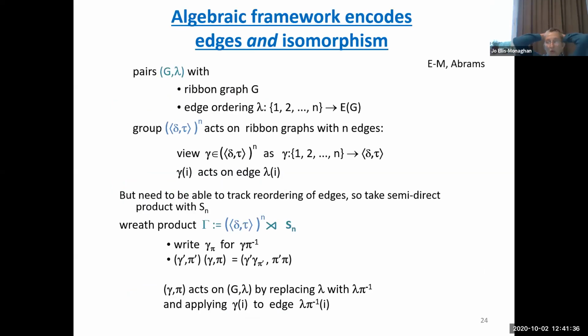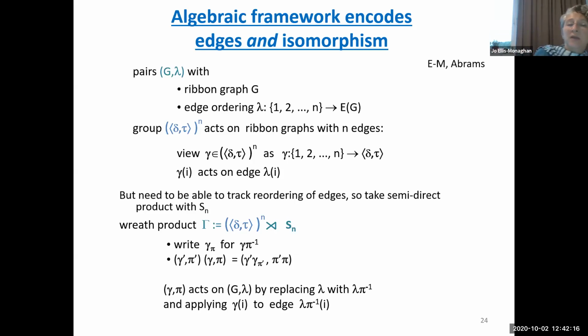Okay, so what we need now is an algebraic framework that encodes these actions on the edges and the isomorphism. So we're looking at pairs, we're looking at ribbon graphs where we've got the edges labeled. The partial duality group acts on ribbon graphs with n edges by whatever element of the Wilson group is in the ith position, acts on the ith edge.